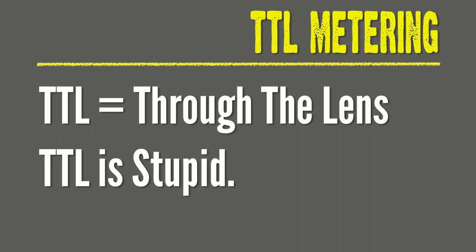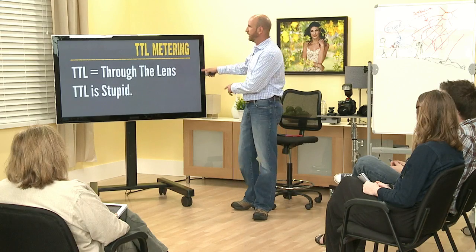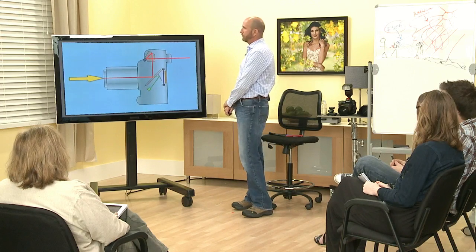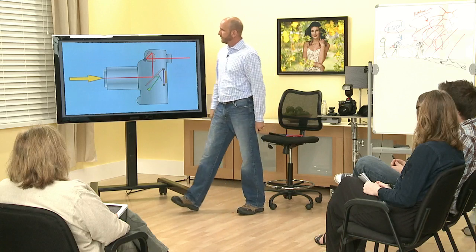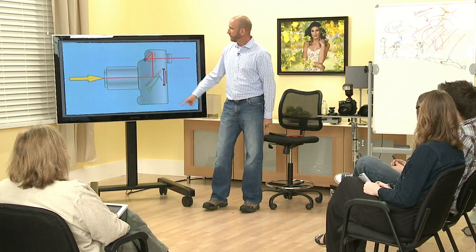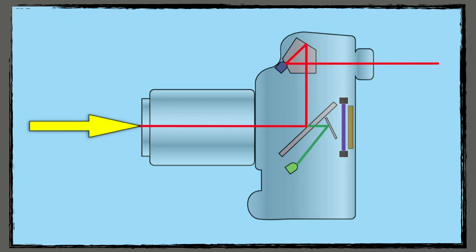You have to tell it. You have to tell it what to do. And so let me show you. I have this little diagram here to sort of illustrate what's going on. So through the lens works like this. Light comes in, that's that little yellow arrow. It travels through the lens. There it is. There's the mirrors inside this right here.